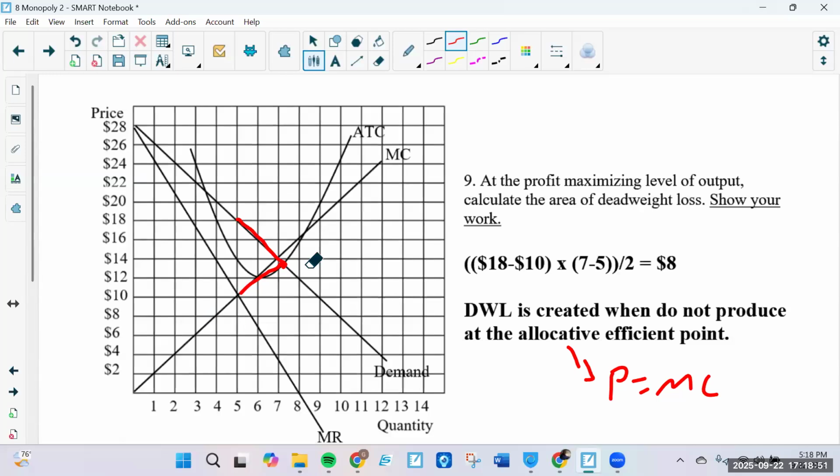What did I do wrong? Oh, I went to the wrong spot. I went to ATC. Sorry about that. I misread my graph, looking at it too close. Right there. There's allocative efficiency. So 7 is the allocatively efficient quantity. And that creates that deadweight loss right there.